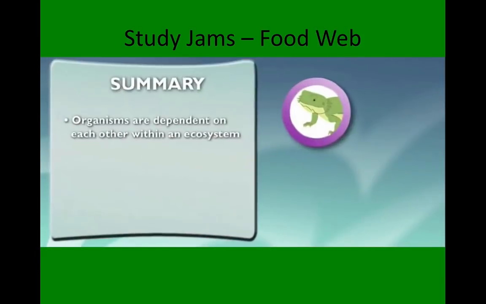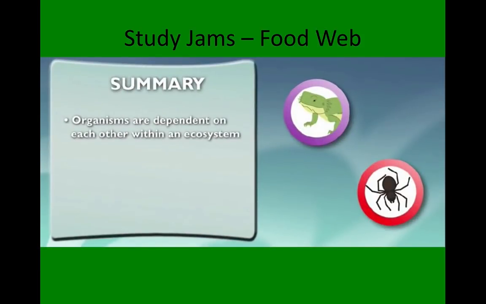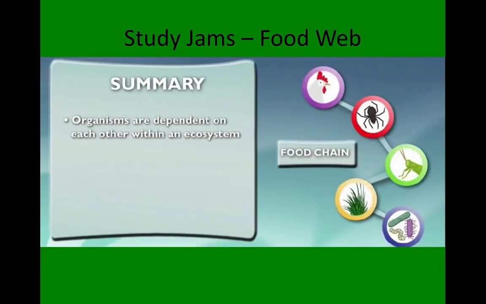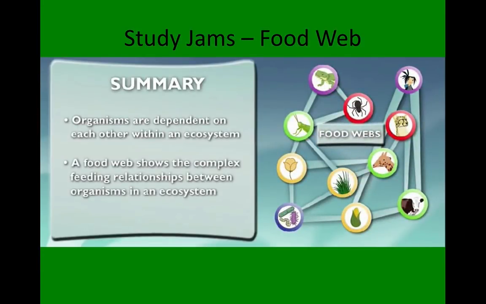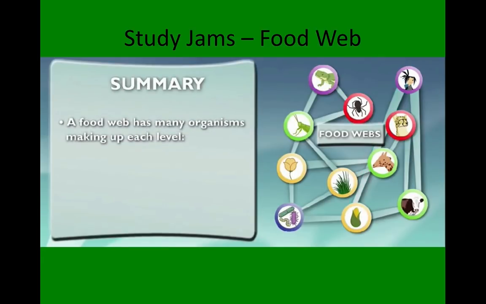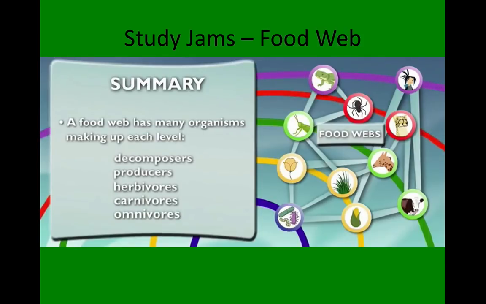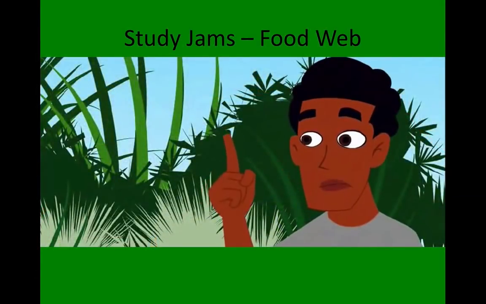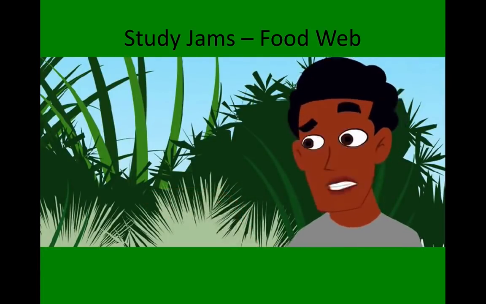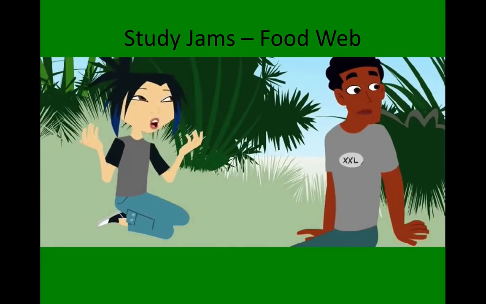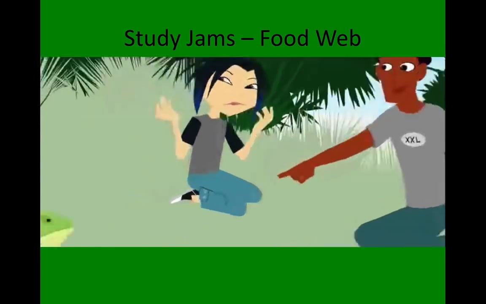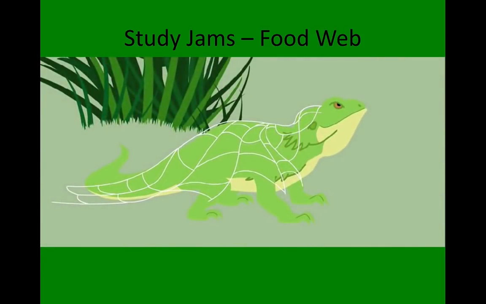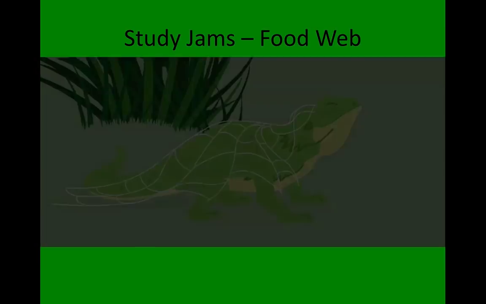Right. Organisms like Rhino, a lizard, and the spider that share a food web are dependent on each other within an ecosystem. A food chain is simple, but a food web shows the complex feeding relationships between organisms in an ecosystem. Many organisms make up each level of a food web: decomposers, producers, herbivores, carnivores, and omnivores. You got it. But you don't got Rhino. Where'd he go? Rhino? Rhino! Found him. Look. I guess now he really is part of the same web as the spider.